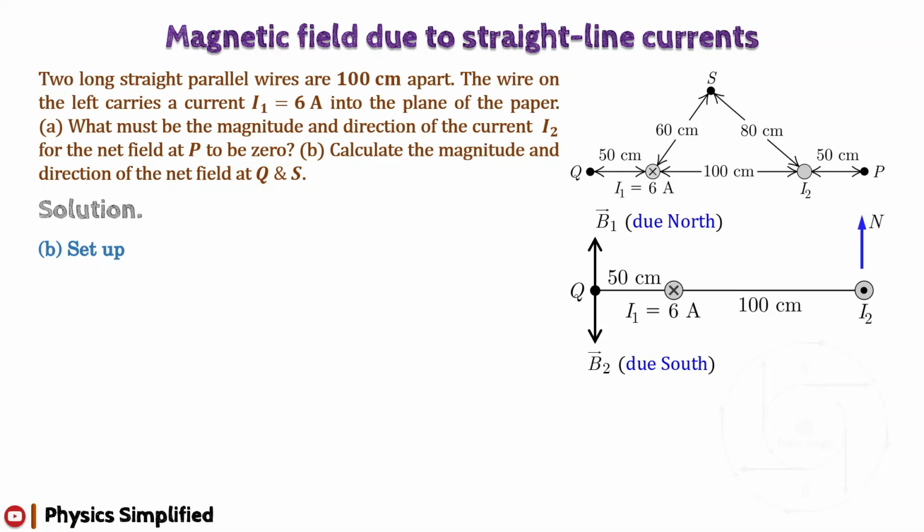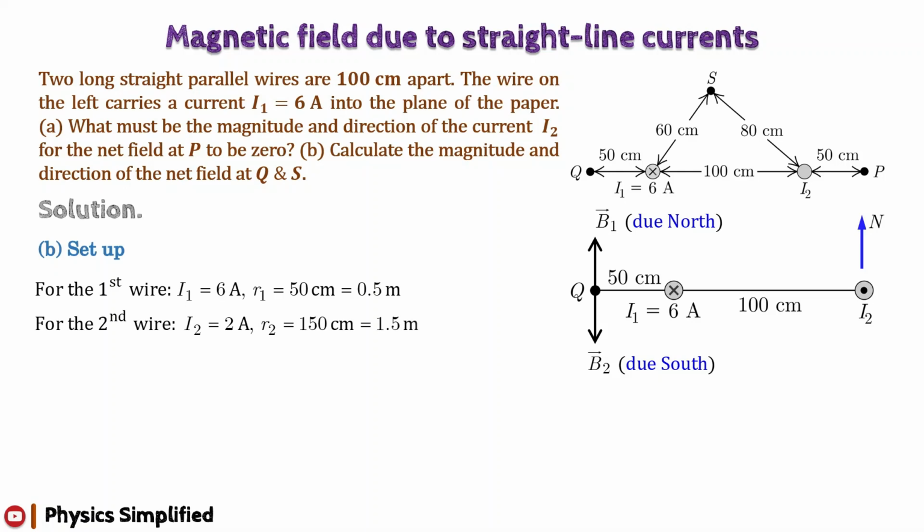For the first wire, strength of current I1 is 6 amperes, and the distance of the point Q from the wire, given by R1, is equal to 50 centimeters, that is, 0.5 meters. For the second wire, strength of current I2 is 2 amperes, and the distance of point Q from the wire, given by R2, is equal to 150 centimeters, that is, 1.5 meters.